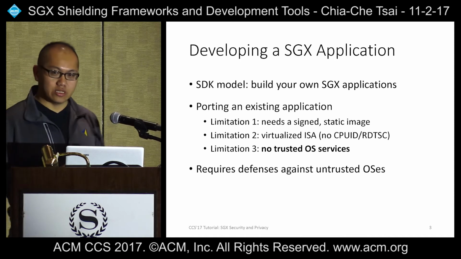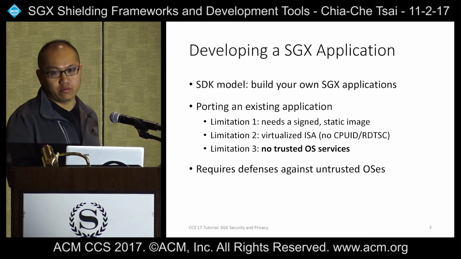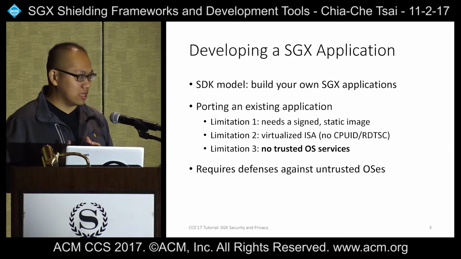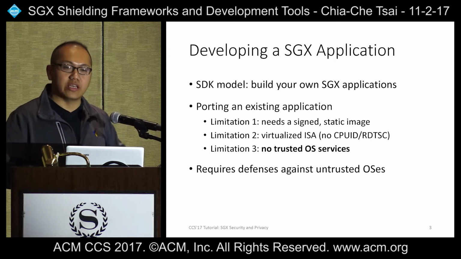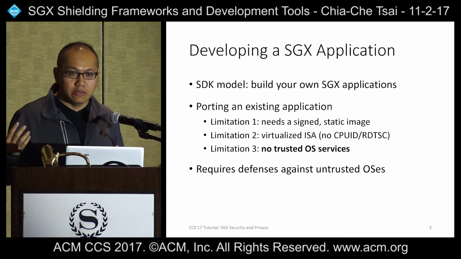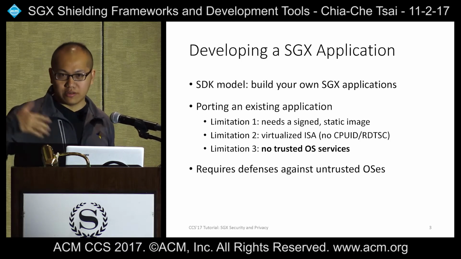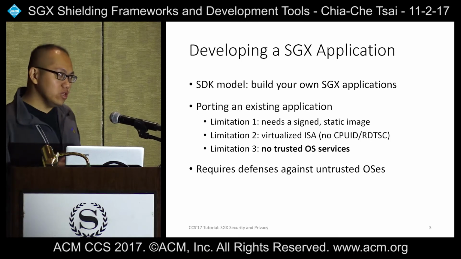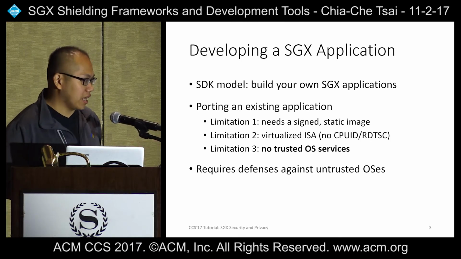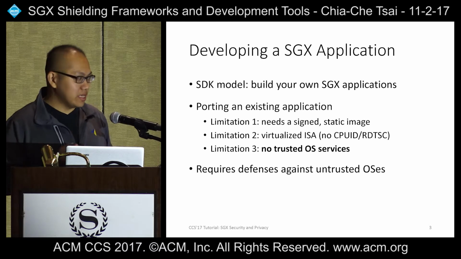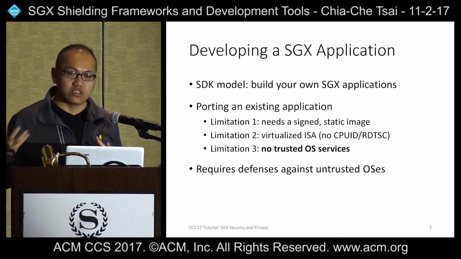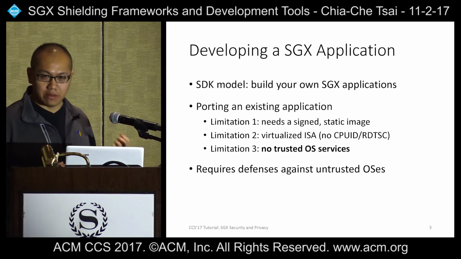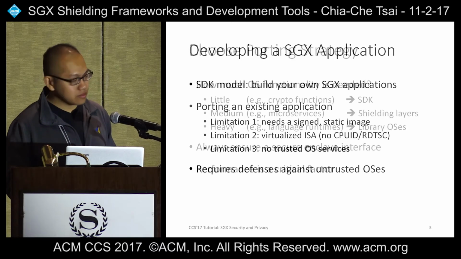But the last limitation is the biggest problem, and it is a security problem. Inside the Enclave, you don't have trusted operating system services. For example, you cannot have system calls, because you couldn't trust system calls that come from outside of the Enclave. So if you really want to solve this problem, you need to build defenses against the untrusted operating system, but still obtain operating system services as you want. That is the main problem we're going to solve today.